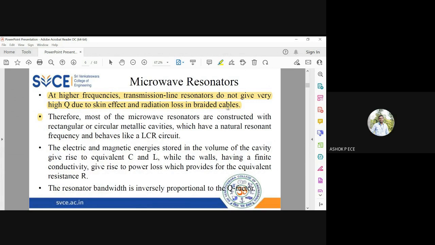And today, microwave cavity resonators are constructed using metallic cavities, which behave like an RLC circuit. So you know how an RLC circuit will behave at resonance. Inductive reactance and capacitive reactance will cancel, and you will have a resistive effect. And since you're going to use metallic cavities, you will have loss that you can account for with the resistance R. And bandwidth is inversely proportional to the quality factor.